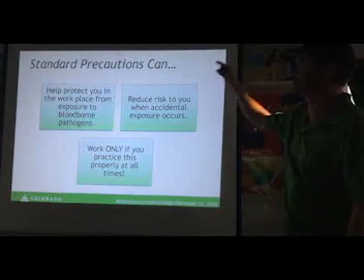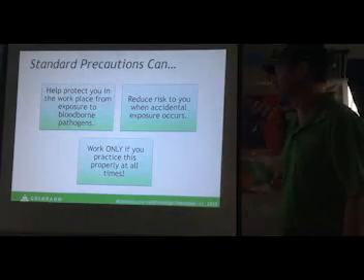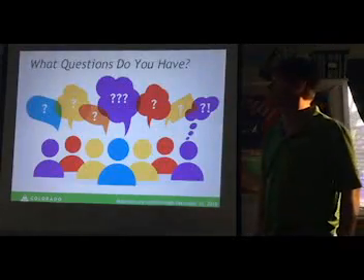These procedures can protect yourself in the workplace and reduce risks, and only work if you practice them all the time.